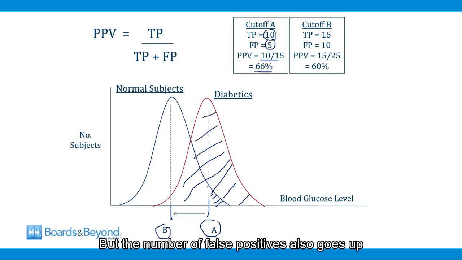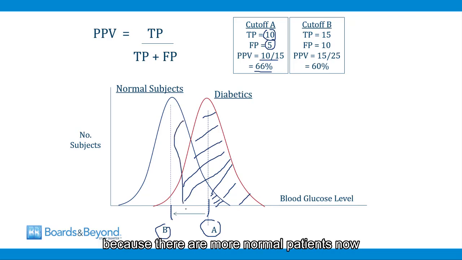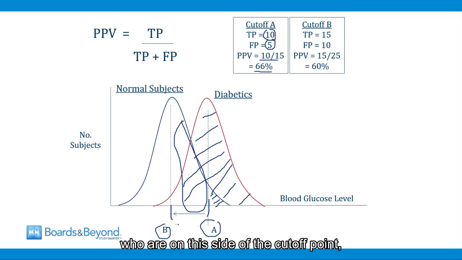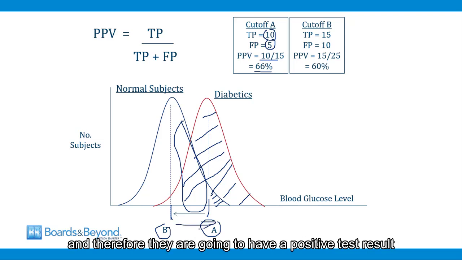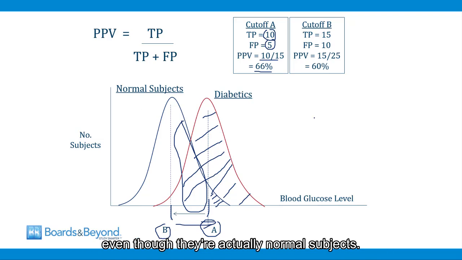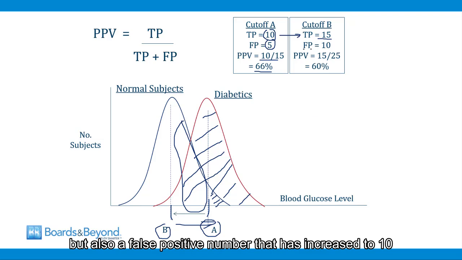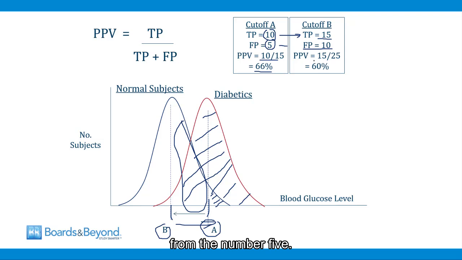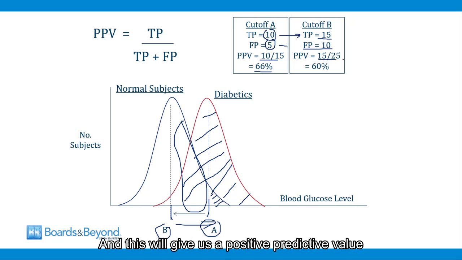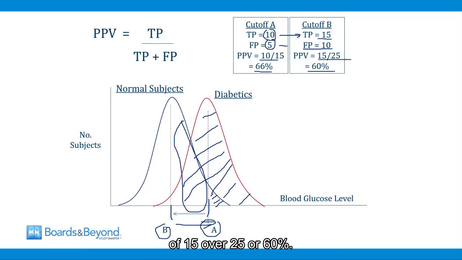But the number of false positives also goes up because there are more normal patients now who are on this side of the cutoff point, and therefore they are going to have a positive test result even though they're actually normal subjects. So at cutoff point B, we might have a true positive number of 15. This has gone up from 10, but also a false positive number that has increased to 10 from the number 5. And this will give us a positive predictive value of 15 over 25, or 60%.